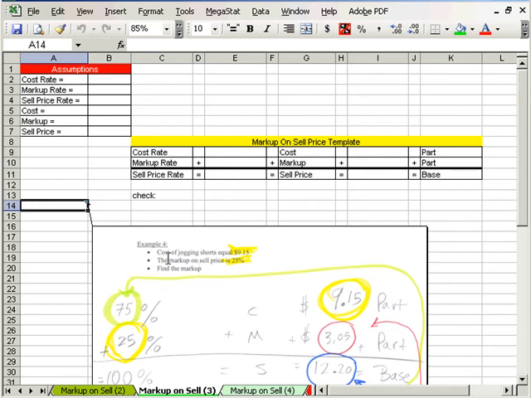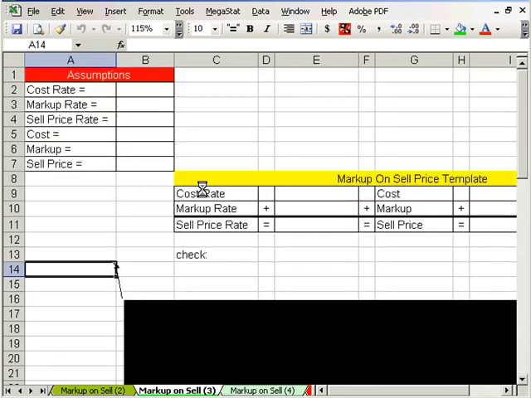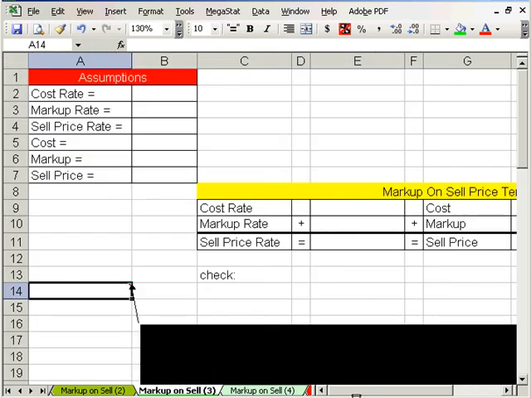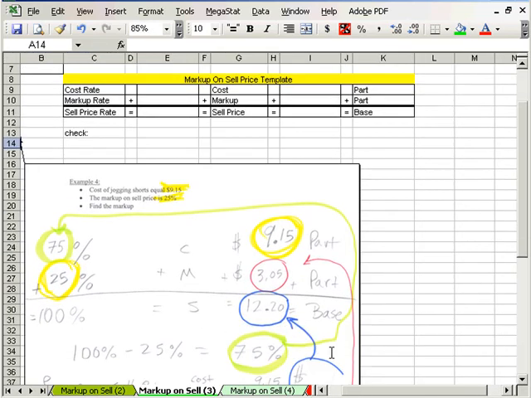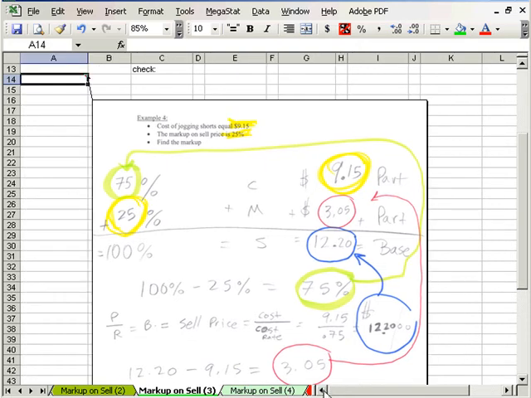All right, here it is. Let's look at our drawing here. Is that better if I make it smaller? No, I meant to go the other way. There we go. Whoops, that's too big. All right, cost of jogging shorts equals $9.15, and the markup on sell price is 25%. As we just mentioned in the last vlog, that means every time they sell something with a markup, 25% is 25 cents of every dollar is the markup. 75 cents of every dollar goes to cost.